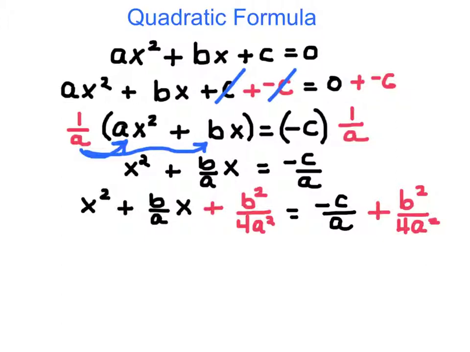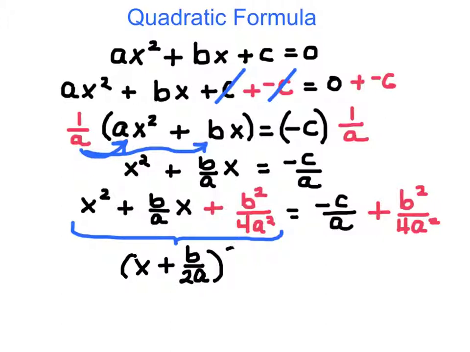This move that I just did is called completing the square. By adding this term on the left-hand side, b squared over 4a squared, I turn this quadratic trinomial into a perfect binomial squared. It's actually equal to x plus b over 2a, all squared. If I FOIL this out, multiplying this binomial by itself, I will get what you see up here.